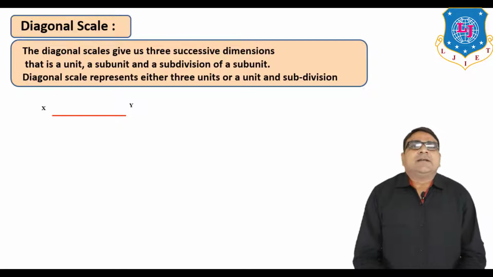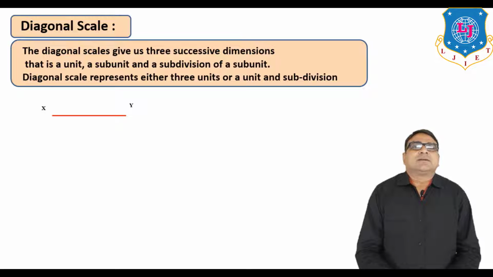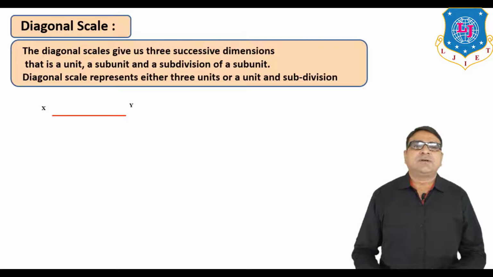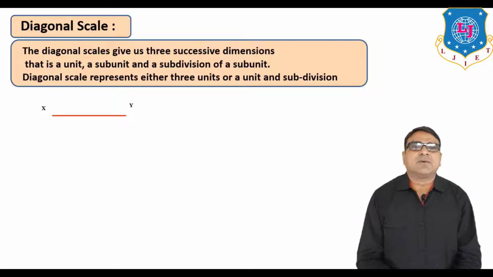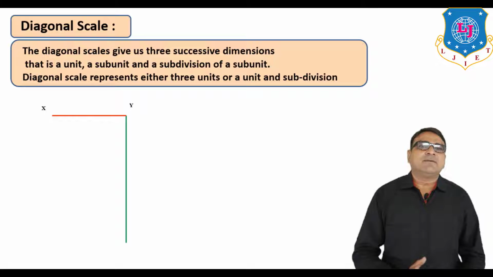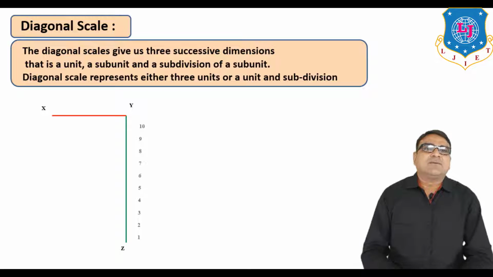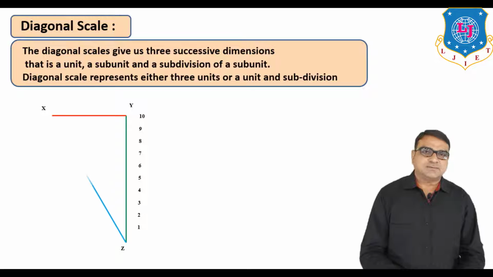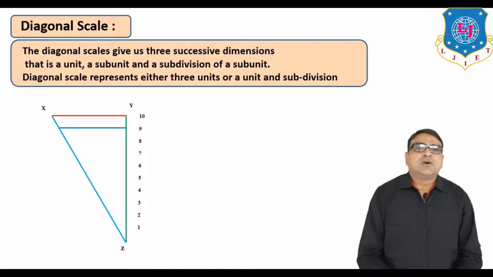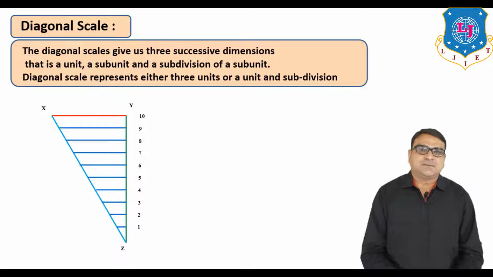So in diagonal scale, if you want to divide the subdivision into subunits, how to divide? If you want to divide this line XY into 10 equal parts, for that we have to draw one line from Y perpendicular to XY and divide this line YZ into 10 equal parts. Join Z to X and draw the parallel line to XY from all the points from 1 to 10. So these all horizontal lines are parallel to XY.